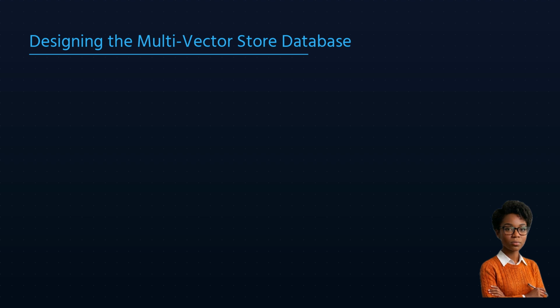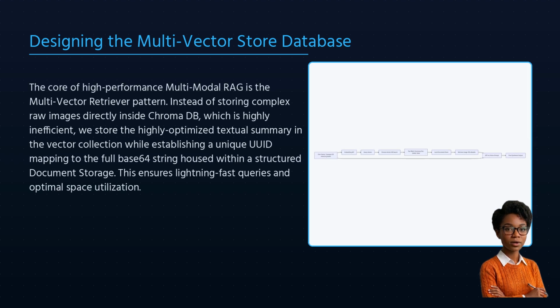Let's review the visual workflow of the multi-vector retriever on screen. When the user asks a question, the query embedding targets the highly dense summary index inside Chroma DB. The system grabs the matching vector, extracts the mapped base64 string via UUID from the document store, and feeds both the original visual context and the target text context directly into our generator.